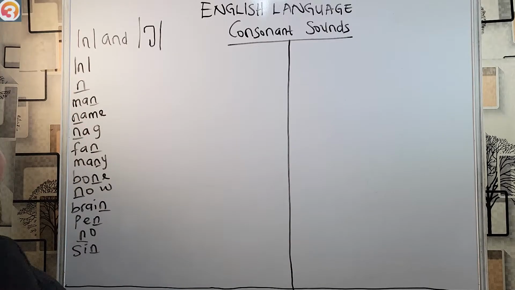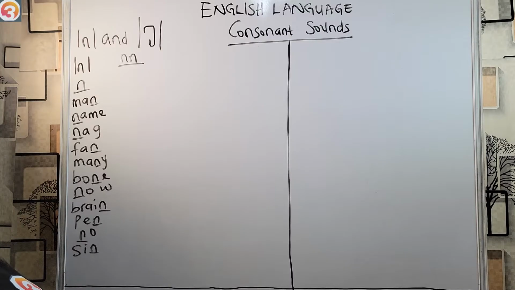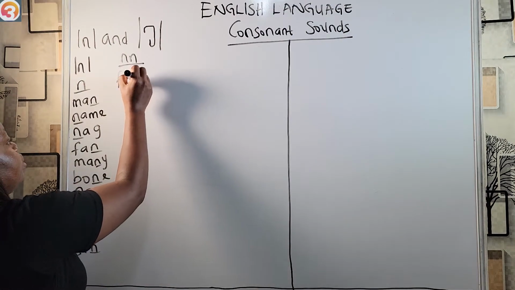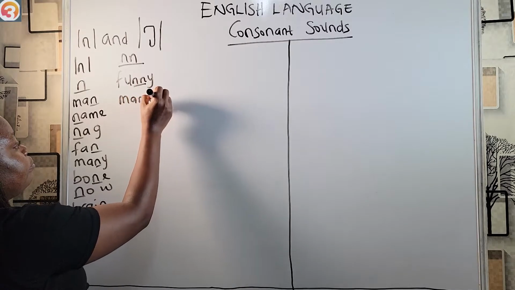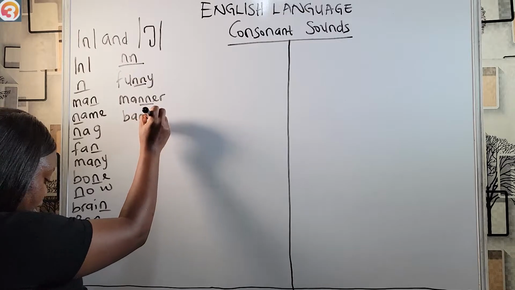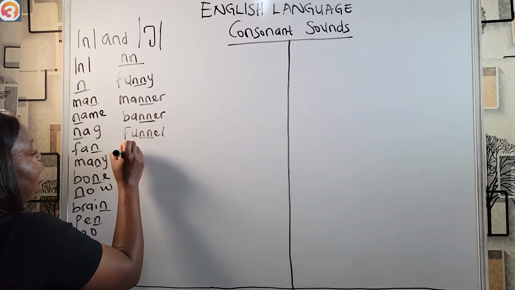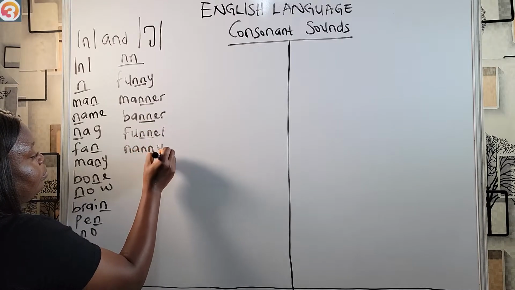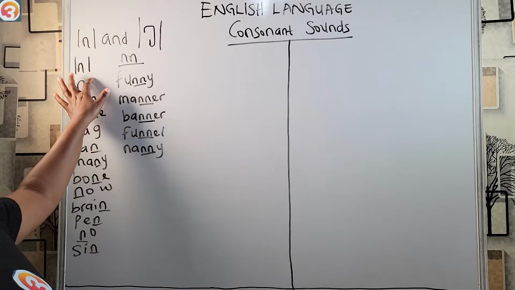Then we also have it in NN. Words containing NN, mostly found at the middle of the word, contain this consonant sound. Here we have funny, manner, banner. We have words like funnel, nanny. The NN in these words contain the sound.